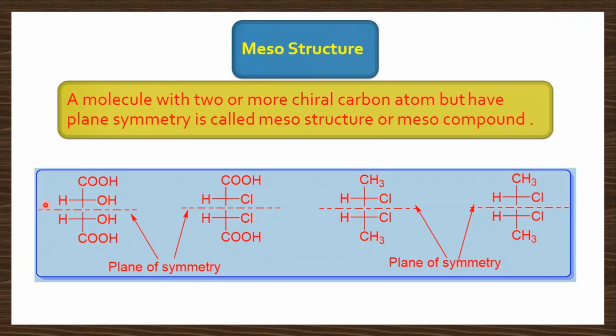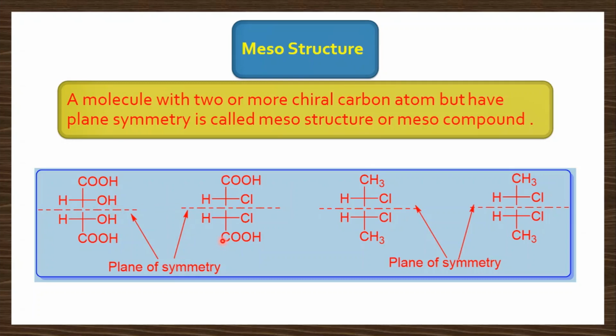When you pass a plane through this molecule, it divides the molecule into two equal parts. That's why this molecule is called a meso compound or meso structure. A molecule with two or more chiral carbon atoms but which has a plane of symmetry is called a meso structure or meso compound.